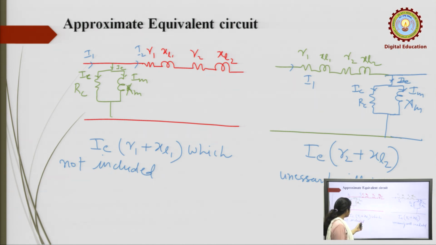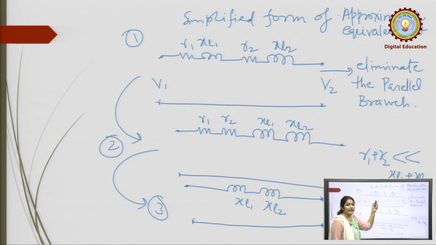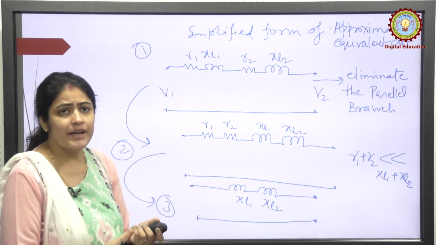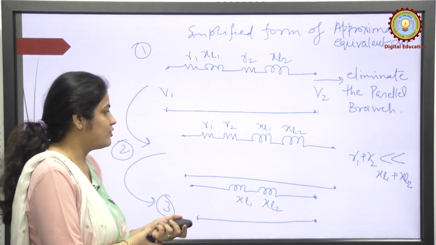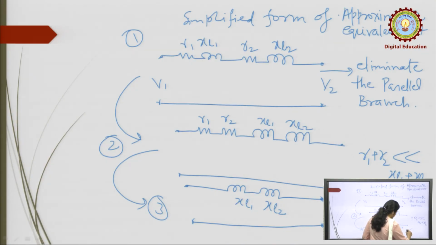But in this case, the drop I0 R1 which had not been included is unnecessarily included, but because this I0 is very small, we can take this circuit. Okay. We can approximate this circuit. Now, to simplify this approximate circuit, we eliminate this I0, because the no load current is very small in comparison to the rated current if we use a very high power rating of transformer. Okay. And the most simplified form of the transformer is this much. Okay.